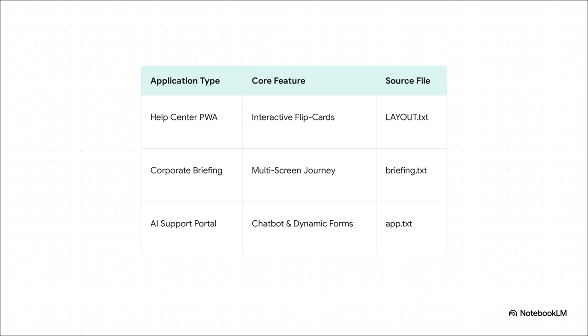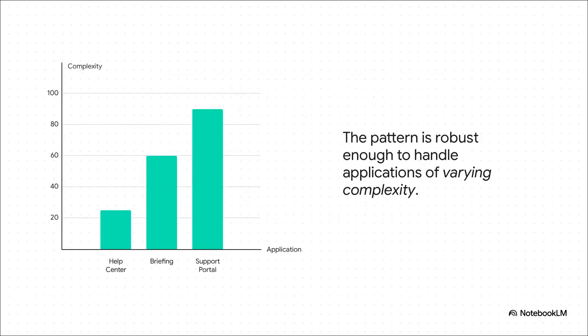We start with that Help Center, which is a progressive web app with things like interactive cards and modals. Then we move up to a corporate briefing app that has to guide a user through a whole journey of different screens. And then we get all the way to an AI-powered support portal with a full-on chatbot. Each one just a single text file. So as you can see, this isn't just a one-trick pony. The complexity really does scale up.